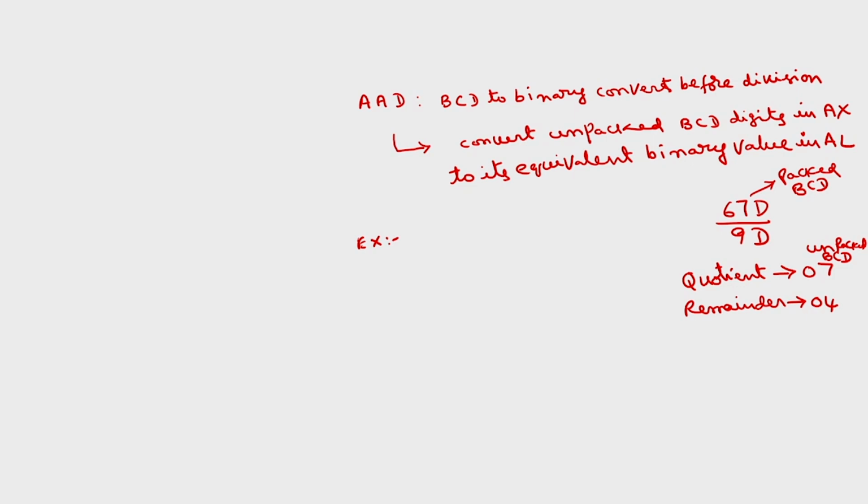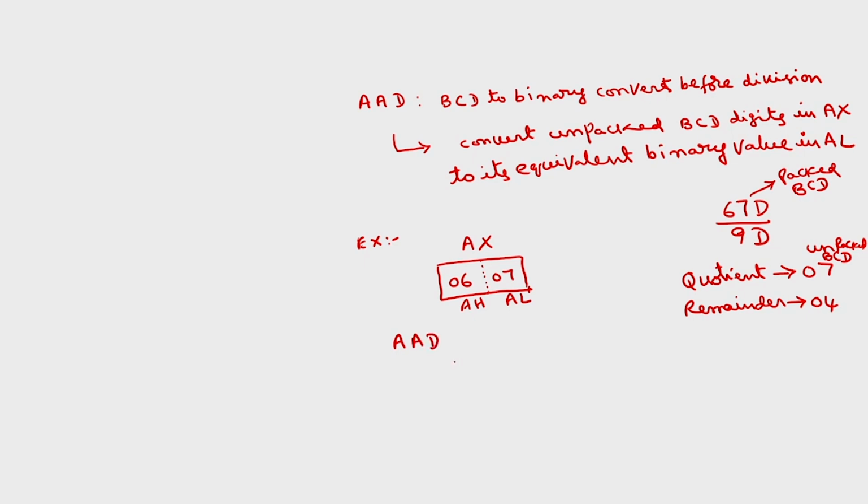First I will take this 67 into the AX register. We can use the move instructions. AX will be loaded with unpacked BCD. AX has AH and AL. In AH we are going to take 06 and in AL we are going to take 07, this is called unpacked BCD digits. So, the packed BCD 67 I am going to take in two 8-bit registers in unpacked form, 06, 07. Then after taking this into the AX register, I write AAD.